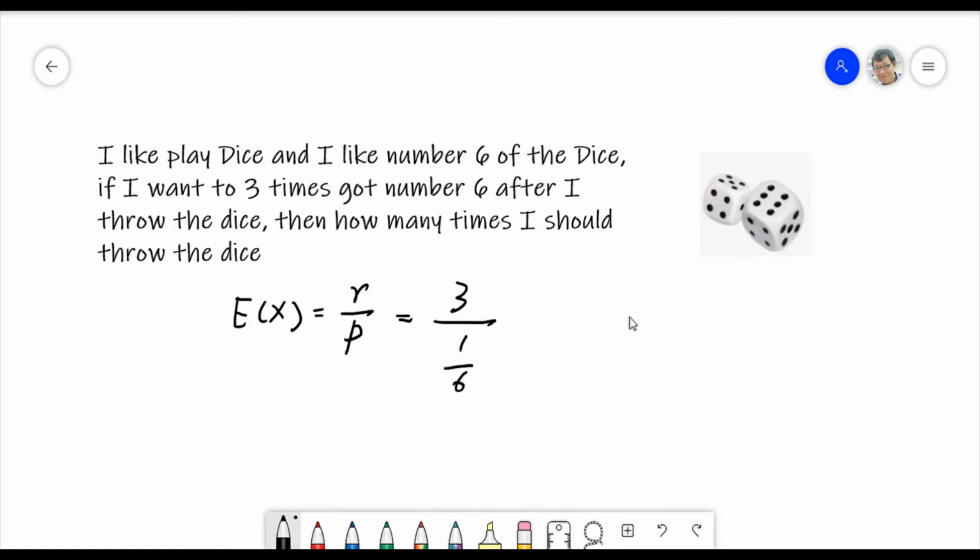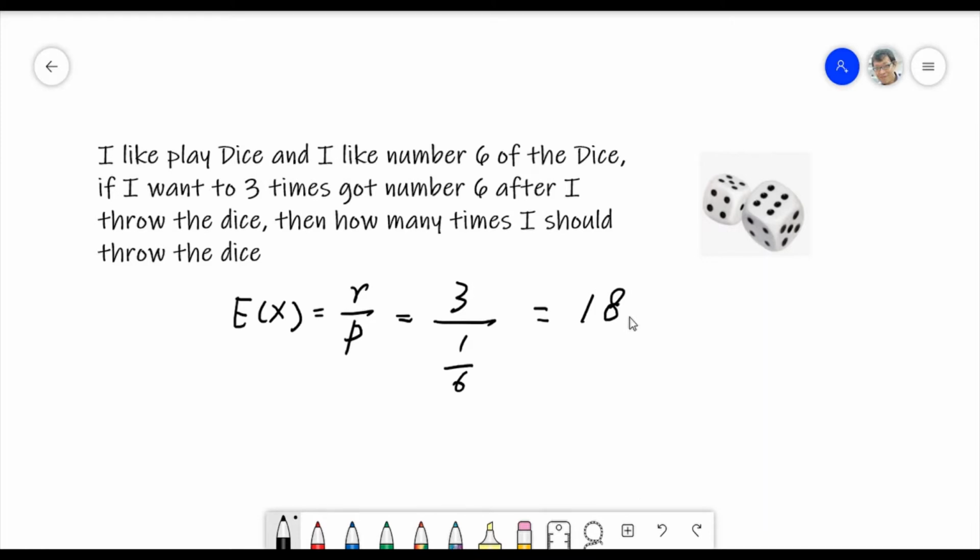Right? And is that 1 over 6? If I throw one time to get the 6, it is 1 over 6, because they have equal chance to get every face of the 6. The number 6 is just one face, so the chance is just 1 over 6. So now we get the final result: 18 times.